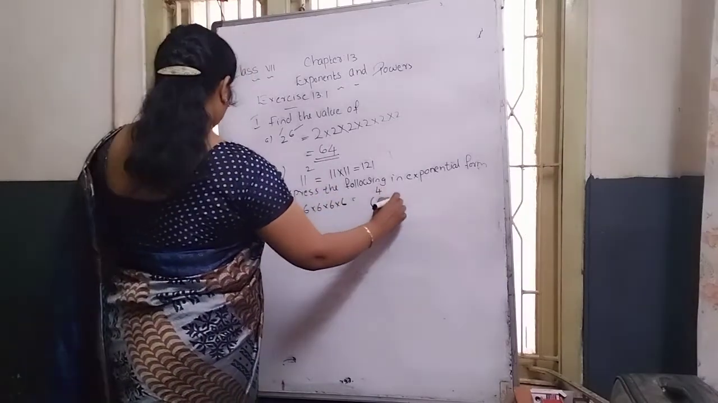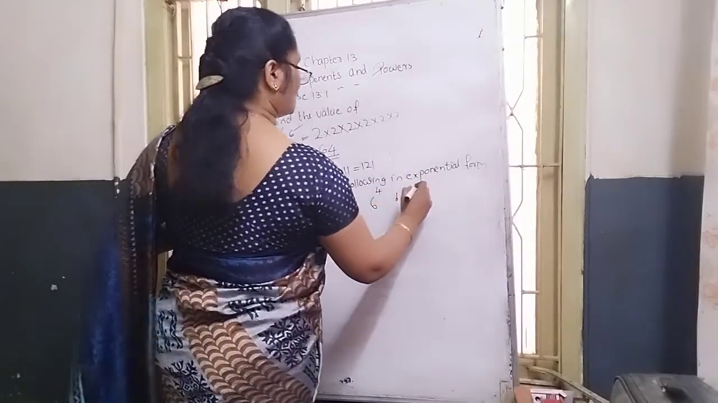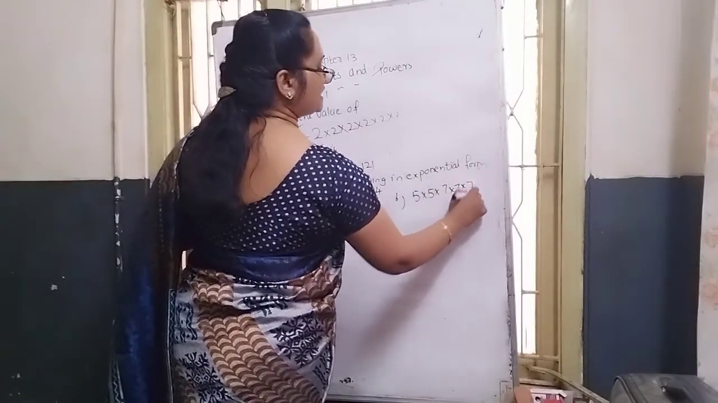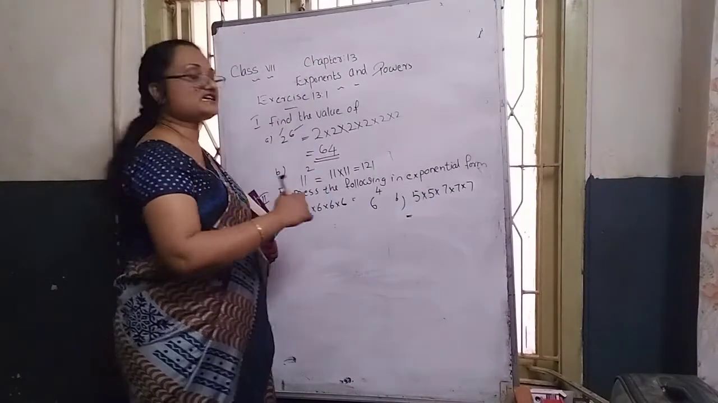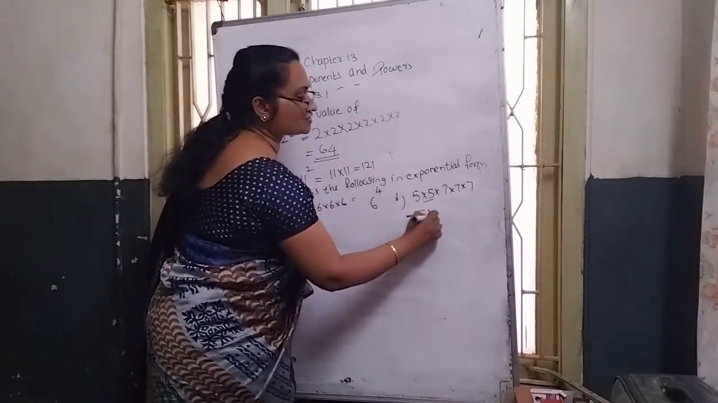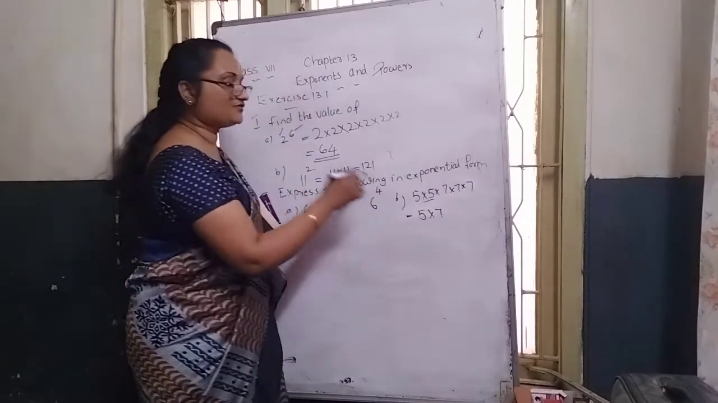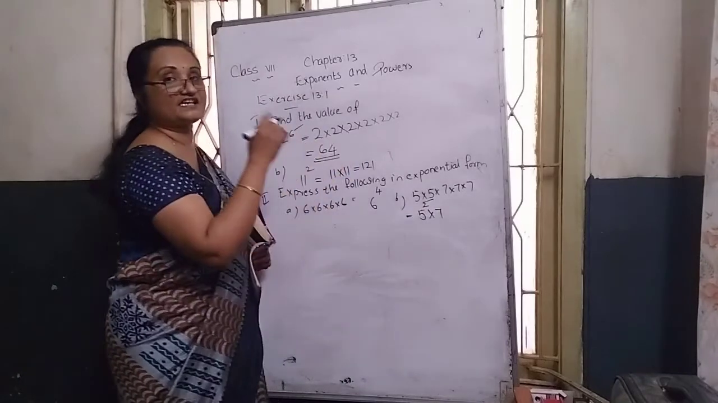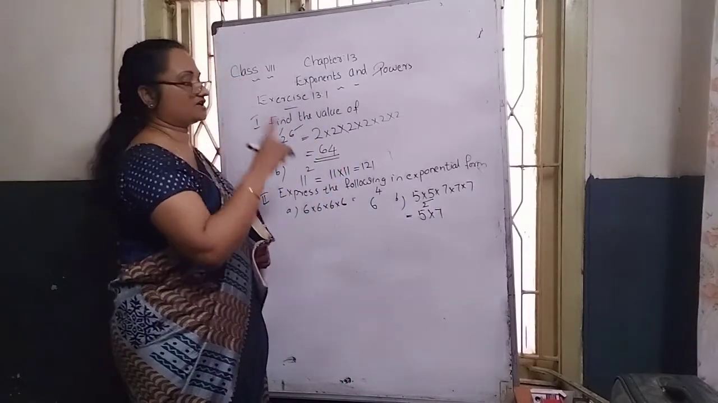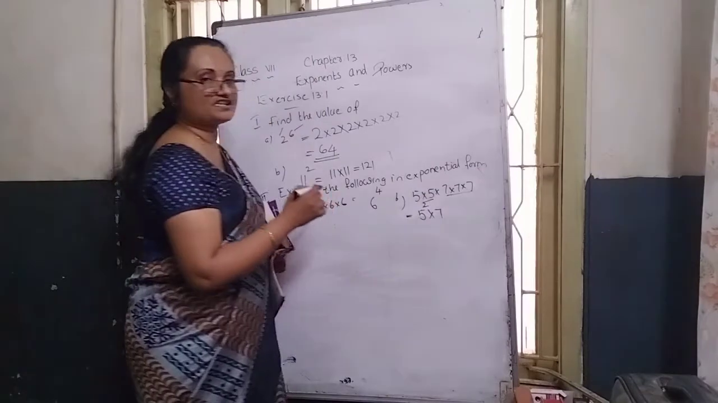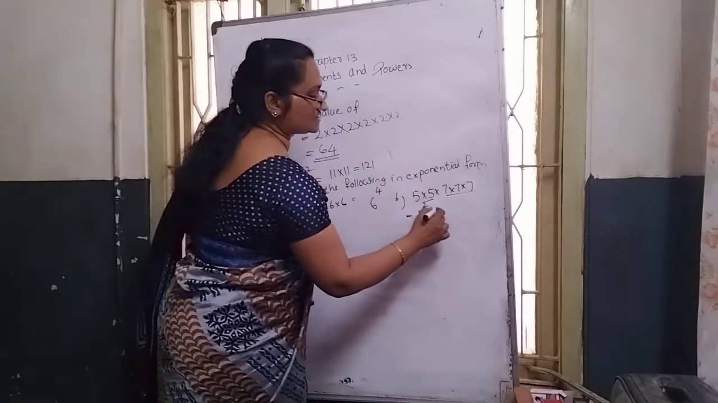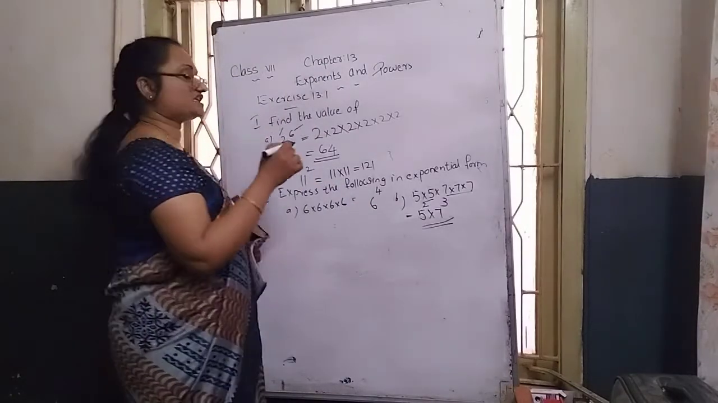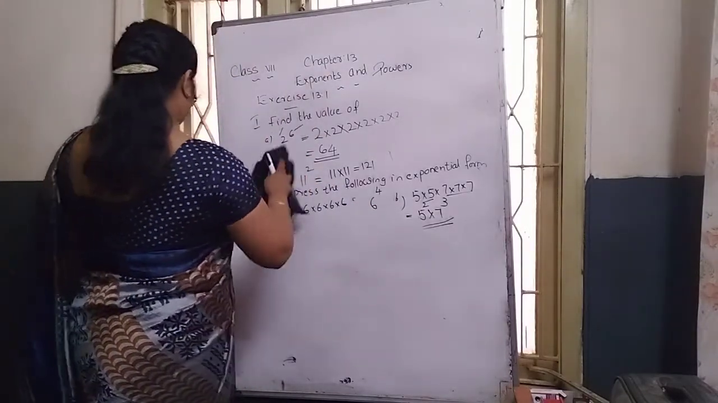Then the next question, B: 5 into 5 into 7 into 7 into 7. How can we write it? Here 2 bases are there. One is 5, the second base is 7. 5 is repeated how many times? 2 times. So we write the power on the right side, top corner of the base. Then 7 is repeated how many times in this question? 3 times. So 7 is the base, power is 3. So 5 raised to 2 into 7 raised to 3 is the answer. In this way we can express it.